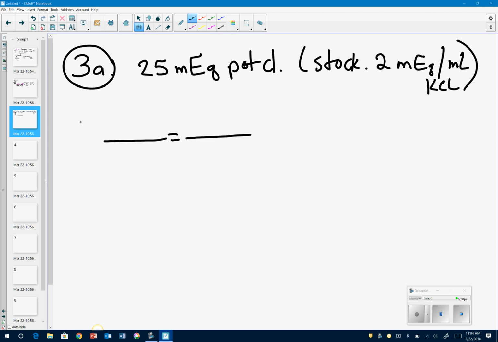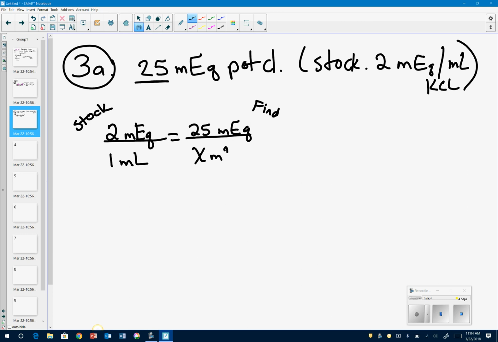Okay, so what you want to do is set it up. And you know your stock is what you're going to have on one side. So we're going to put 2 milliequivalents per 1 milliliter. And over here is what you're trying to find out. So you need 25 milliequivalents, and you're trying to find X milliliters, because the question said calculate the number of milliliters required to prepare the following concentrations, and then it gives you several of them.